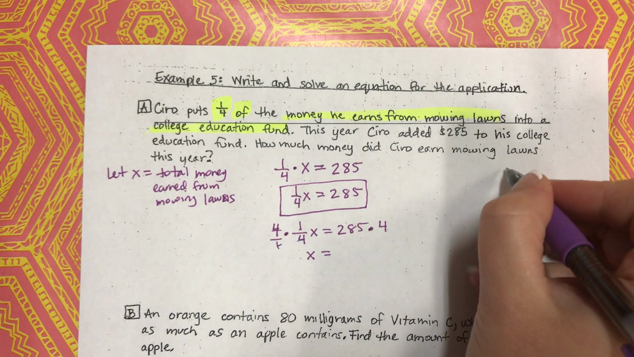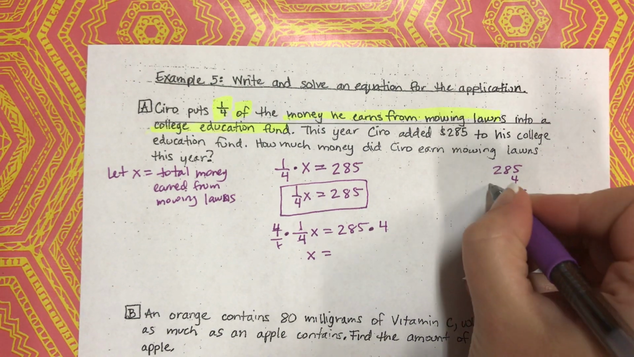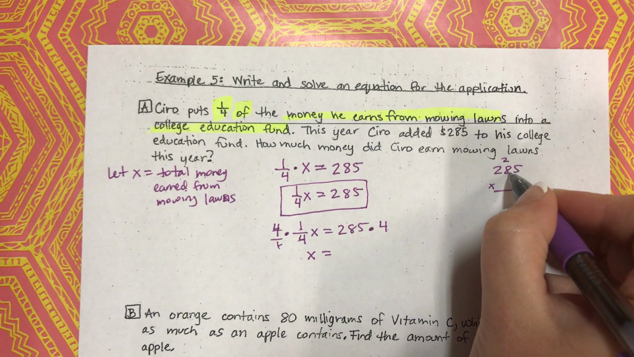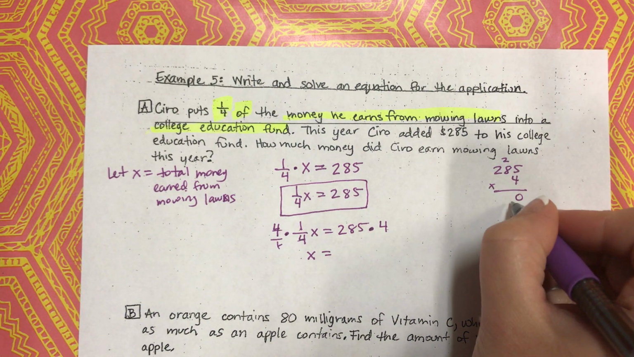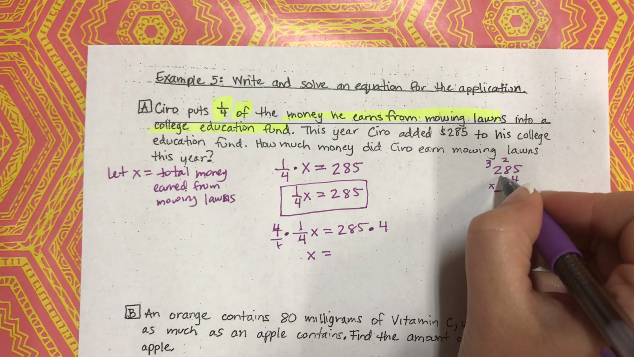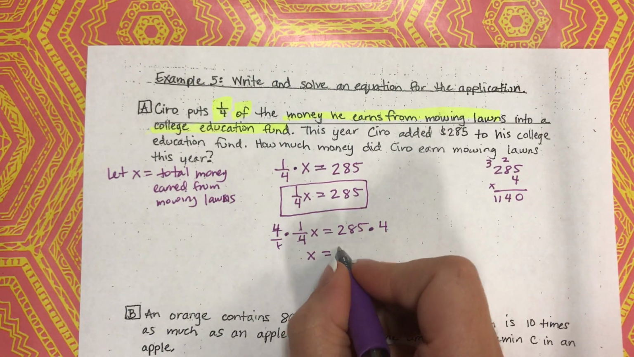I don't know what that is. I'm going to go over here to the side and just figure out what that is real quick. 4 times 5 is 20. Write the 0, carry the 2. 4 times 8 is 32, plus 2 is 34. Write the 4, carry the 3. 4 times 2 is 8, plus 3 would be 11. And there we have our answer right there.